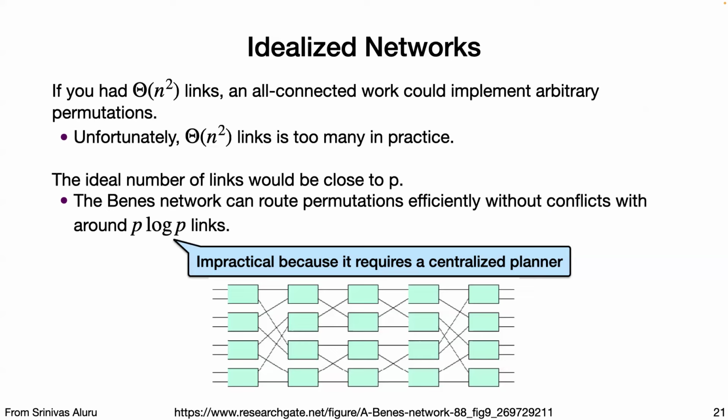However, it's impractical because you need a centralized planner. This is the network, but you need to implement the routing algorithm. Given a permutation, the Benes network comes along with a routing algorithm to figure out which links get followed to implement that permutation. And it needs a centralized planner, so one of the nodes has to have all P information to implement the routing algorithm, and that would take too long. But it is a nice theory.